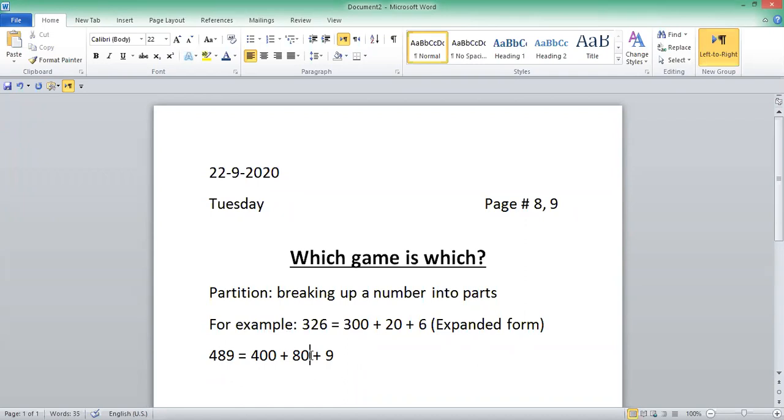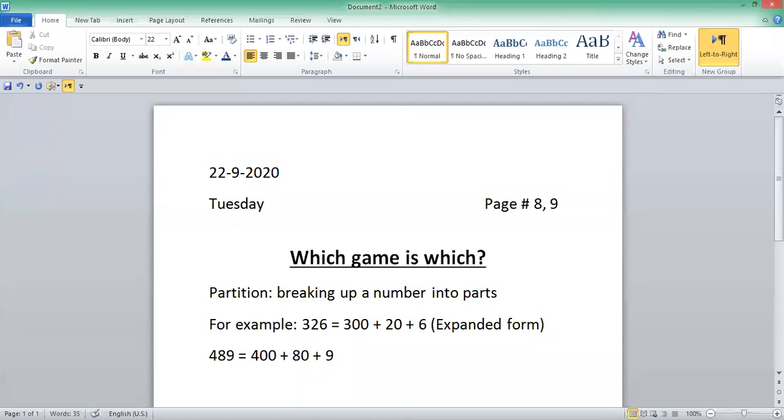Let's suppose I make a dash and ask you what should I write here. You will check, sir, this is the second digit on the second place. Second digit is 8, and 8 is in the place of tens, and its value will be 80. So you will say, sir, there will be 80. In that way you have to complete.